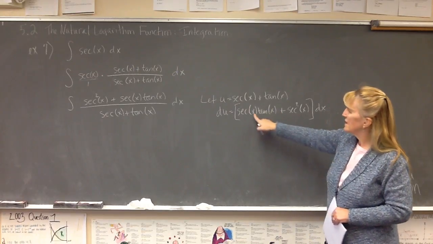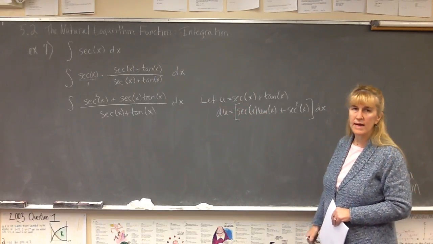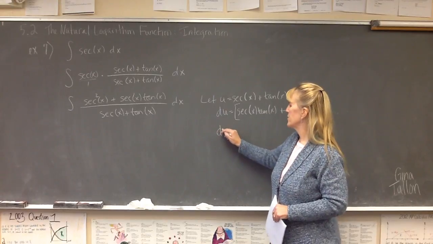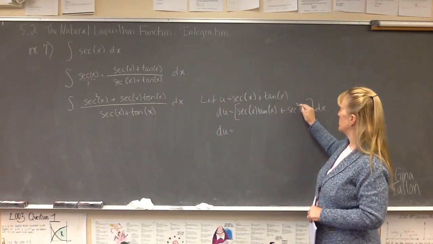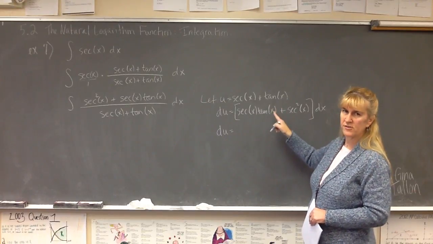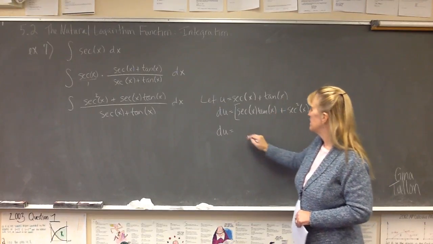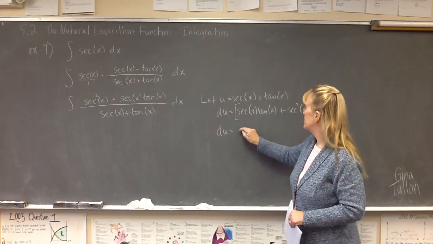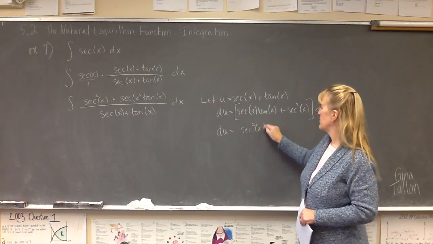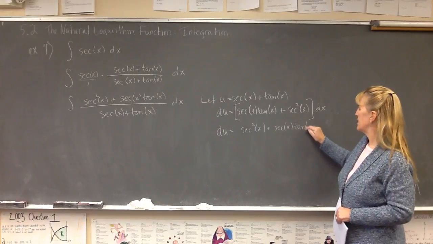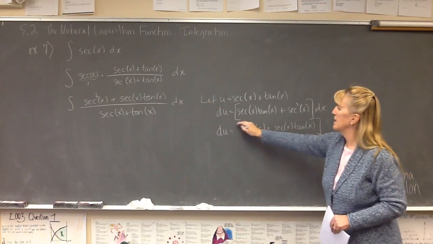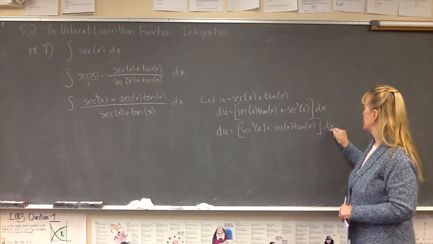And if you look, that is my numerator. It's just turned around. I'll turn it around right here for you if it helps. I will go ahead and write the secant squared part first. I'm allowed to turn anything with addition around because addition is commutative. So secant squared x plus the secant of x times the tangent of x. Wrap that in brackets and multiply it by dx.